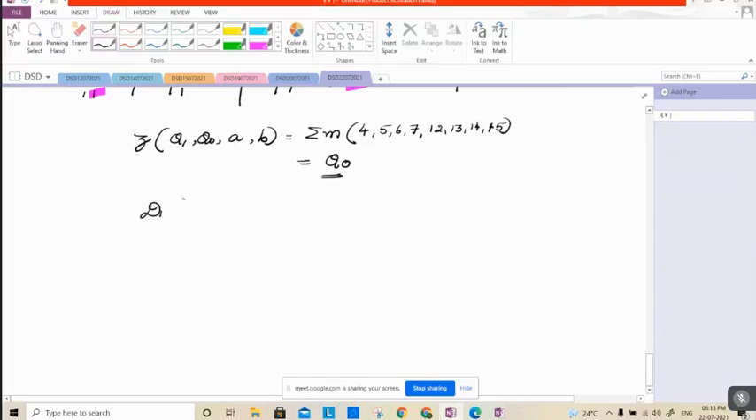Okay. Now D1, which is a function of Q1, Q0, A, B, is equal to sigma M of. What are the minterms for D1?